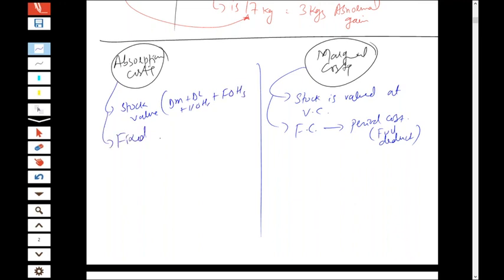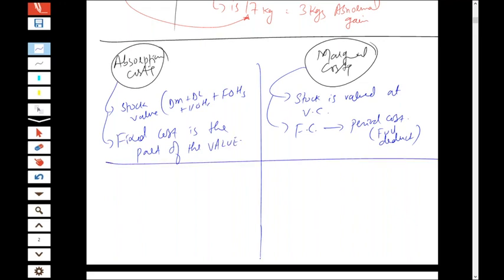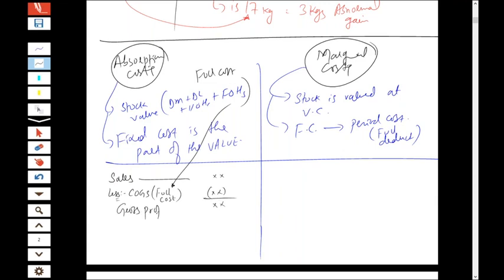Here, fixed cost is a part of the value. So in absorption costing, what is the criteria? Sales, less COGS, that's full cost, and you will have the figure called gross profit. Then you deduct other non-production cost, and you have the profit.